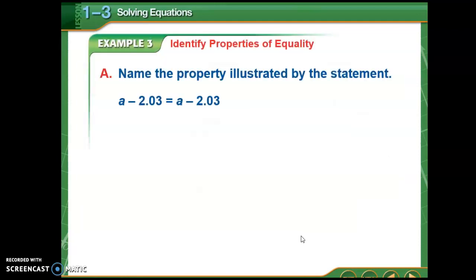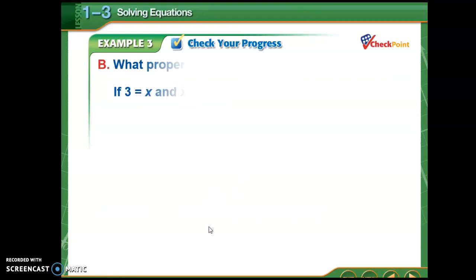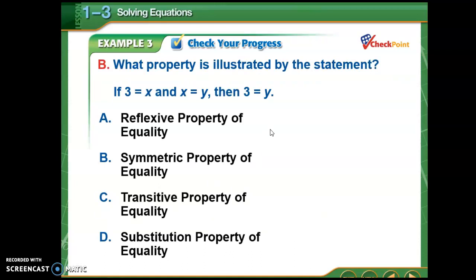Alright, let's start. The first example, what property is illustrated? You have noticed that they're exactly the same. The left expression, a minus 2.03, is exactly the same as the one on the right. So that's going to be reflexive. Next, if 9 equals x, then x equals 9. What have you noticed? We just switched their places. So that's symmetric.